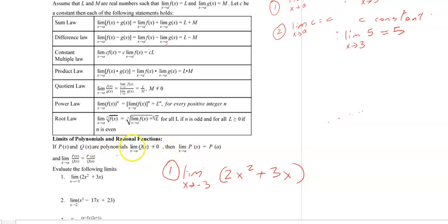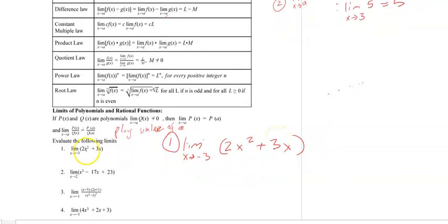In other words, if we have polynomials or rational functions, we can simply plug in the numerical value for a, and then just solve. Once you solve that polynomial expression or that rational expression, you get a numerical value, and that is the answer. Okay, so let us look at a problem.